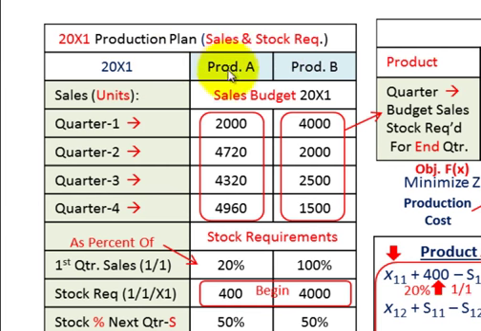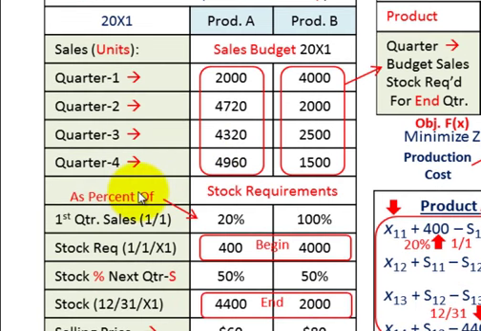So for 20x1, we've got really two products. We're going to be looking at product A here and product B. So first for our sales on a unit basis here we're budgeting for 20x1, and I've got them shown here by quarter 1 through quarter 4 here. And then we're going to have these units that we're going to have to be selling here for product A and product B that we've budgeted. Okay, so that's for our sales requirements.